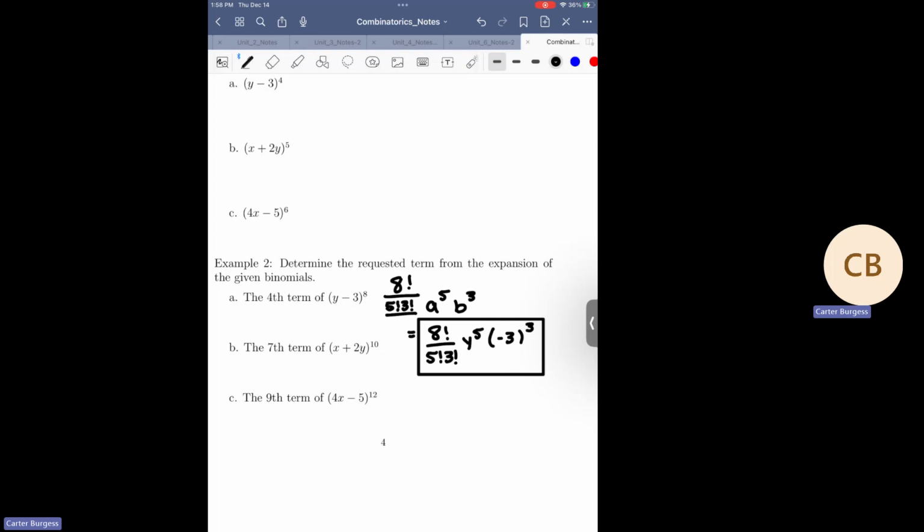How many B's are we going to end up with? We start at 0. We want to count 7 spaces. How many B's are we going to end up with? That looks really good. Very nice.